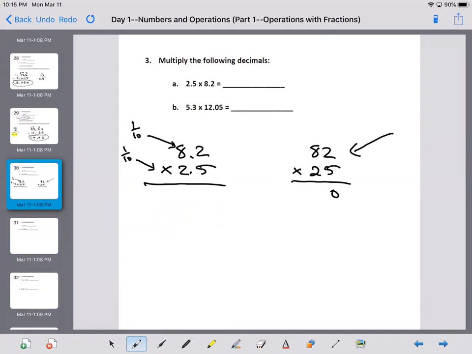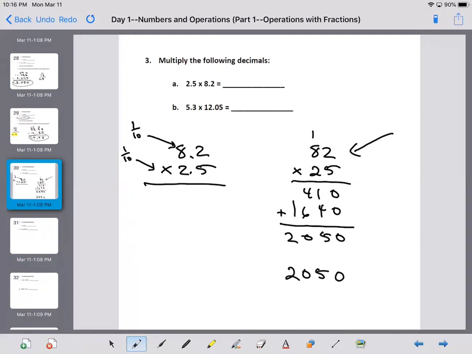So we go ahead and we can do our algorithm here. 41, and place value, so 2 times 2, 4, that would be 16 hundredths. So I'm going to get, so it's not 2050 as an answer, because remember, I've got to divide by 10 twice. So my decimal point's here, so I'm going to divide by 10 once, divide by 10 twice, and so I'm going to get 20 and 5 tenths or 20 and 50 hundredths. Those are the same answers.